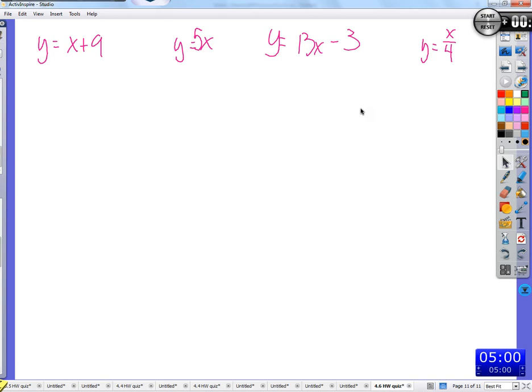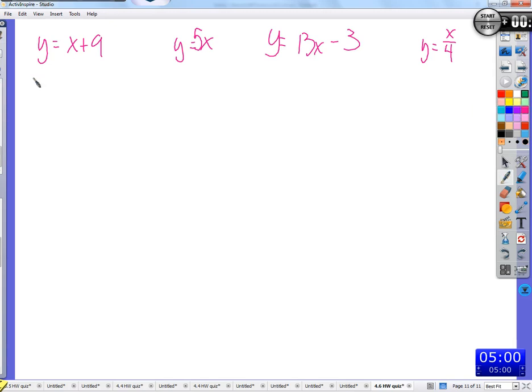Well, if we look at these functions, they don't have any names. They're all called y. The function y is 5x. And the function y is 13x minus 3. The function y is x over 4. Function notation gives these functions names. Okay. So here's how we would change each of these using function notation.